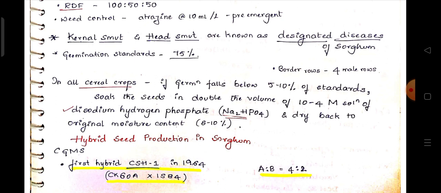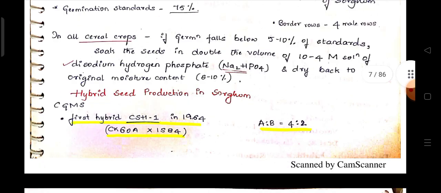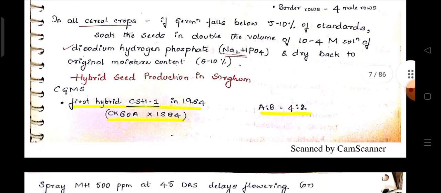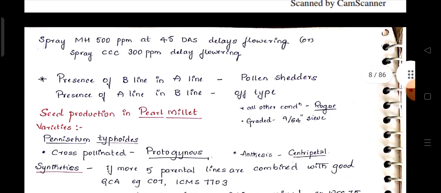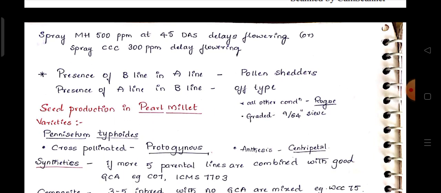For hybrid seed production, CGMS system is used. First hybrid is CSH1 released in 1964. Here the male and female rows ratio should be 4:2: first one is female 4 and 2 is the male. Spray maleic hydrazide 500 ppm at 45 days after sowing, which delays flowering, or spray CCC 300 ppm to delay the flowering.